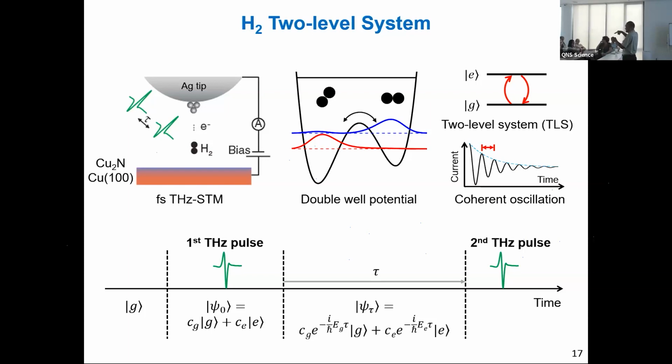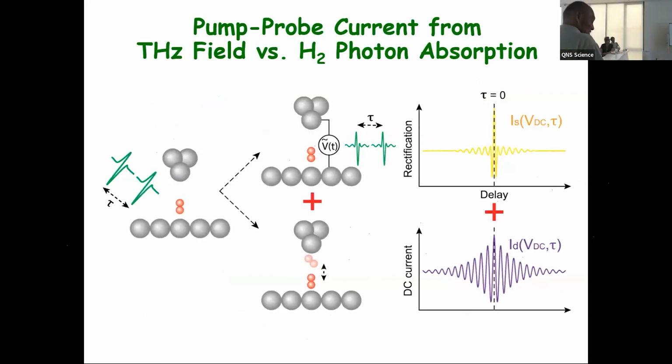It's called the oscillation case. This is how this coherence superposition is. Okay, so these are the two contributions. One is due to the field, which is strong when the two pulses overlap, it's a peak. And the other is what we call the dynamic current, which is due to the population change. And so there are two contributions to the DC current.